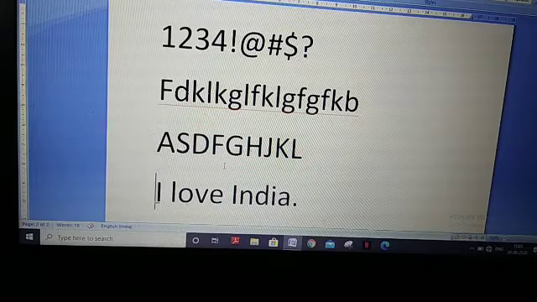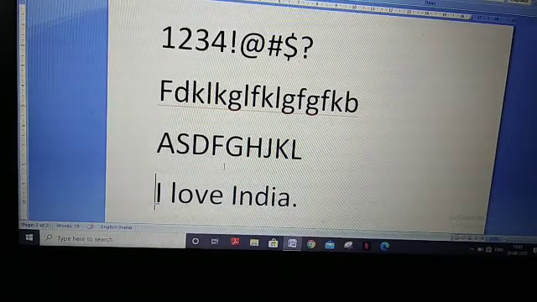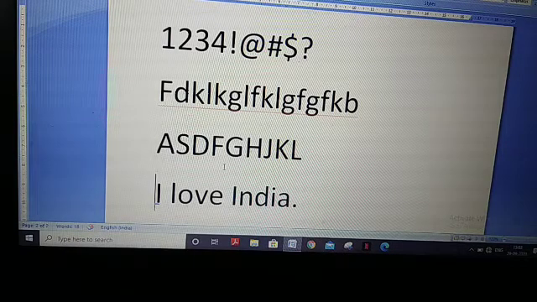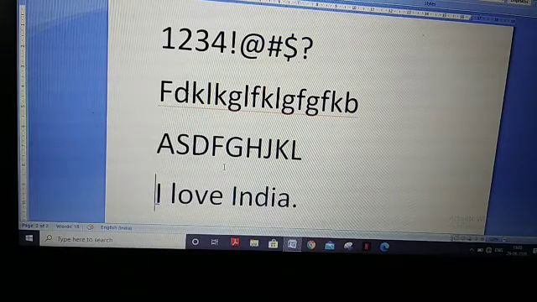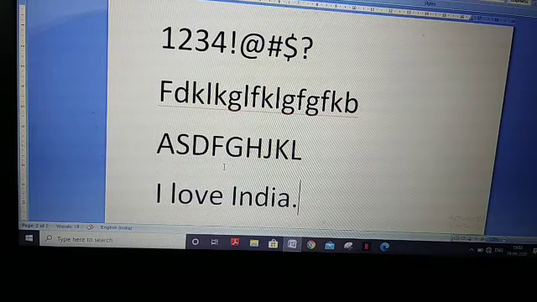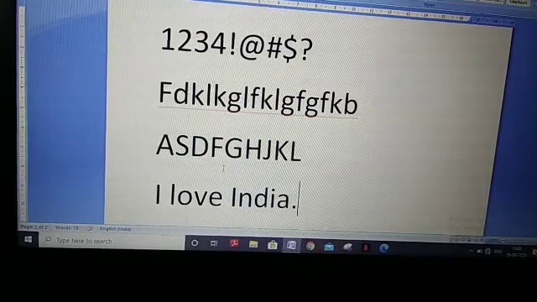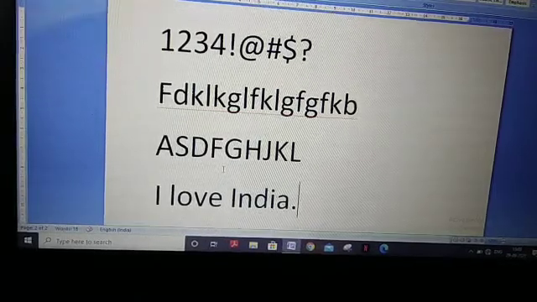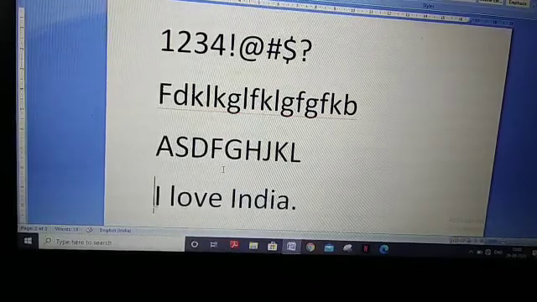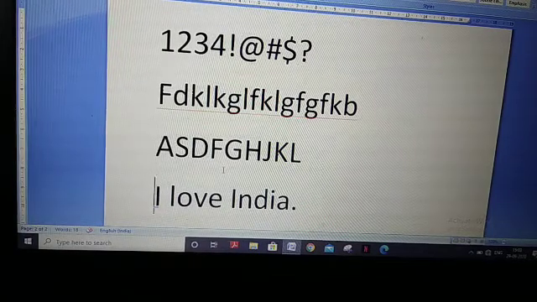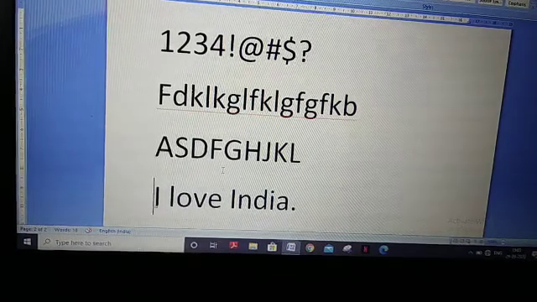Okay, now take this cursor to the end of the line. Which key should I press now? Yes, the end key. Here it is. Understood? To take the cursor to the end of the line, we use the end key, and to take the cursor to the beginning of the line, we use the home key. Clear now? Quite simple.